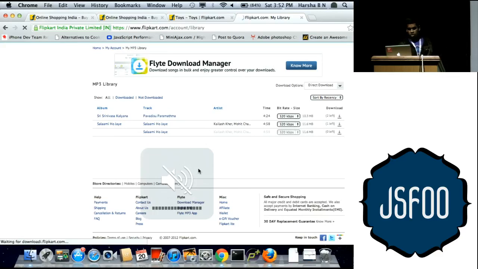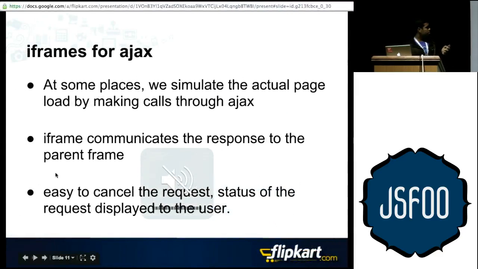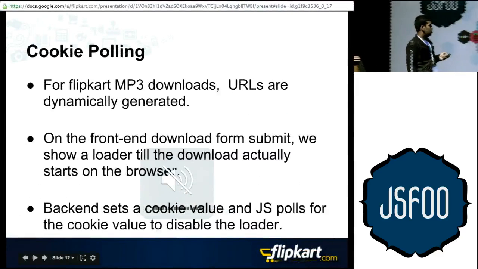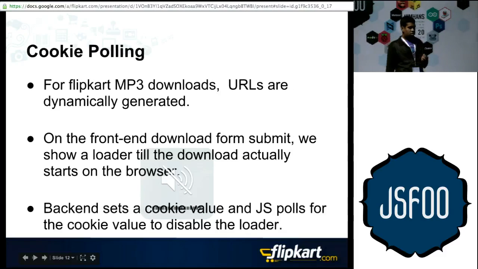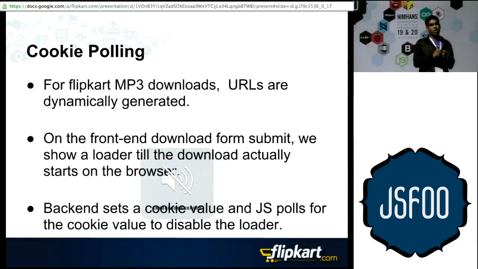Yeah, so the download is starting and we stop loading. So how exactly is this happening? What happens is, in the backend, when it is actually redirecting to the download URL, it sets a cookie value with some key. In the front end, as soon as the user clicks on the download button, JS starts polling for this particular cookie value to see whether it is set. Once it sees that it is set, it stops the loader.